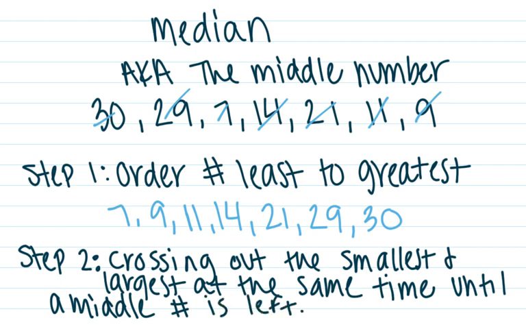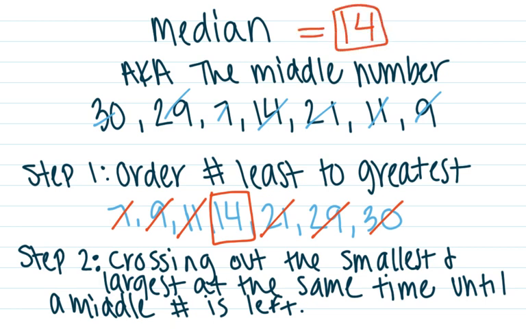So what this looks like is I'm going to start by crossing off the smallest, 7, and the largest, 30. The next smallest is 9. The next largest is 29. The next smallest is 11. The next largest is 21. And then look right here in the middle, I'm left with one number. This number is going to be my median. So for this problem, my median is going to equal 14. It is the number directly located in the middle of my data.